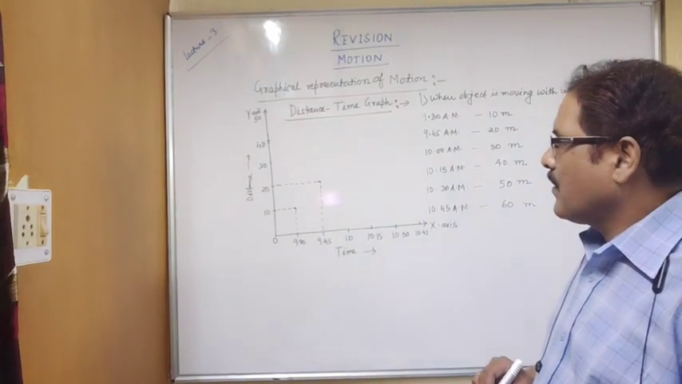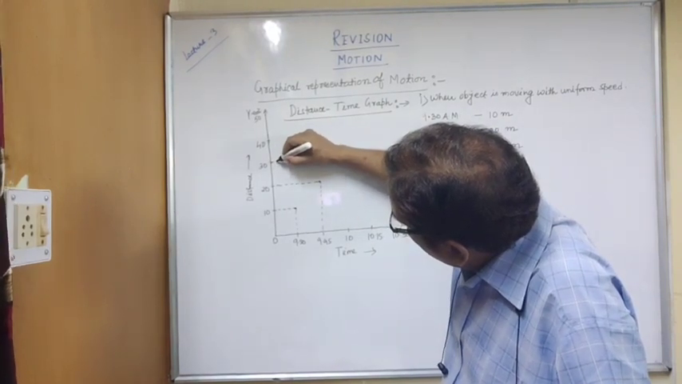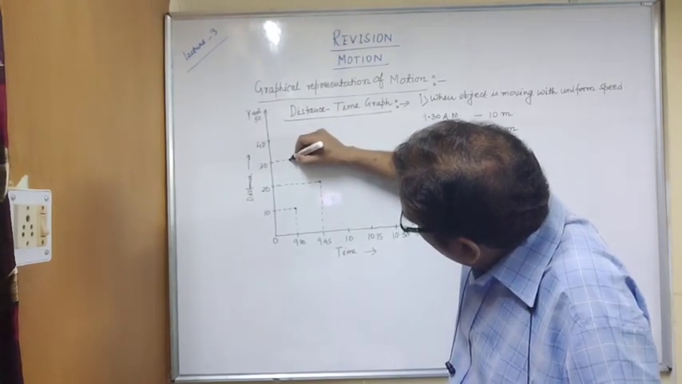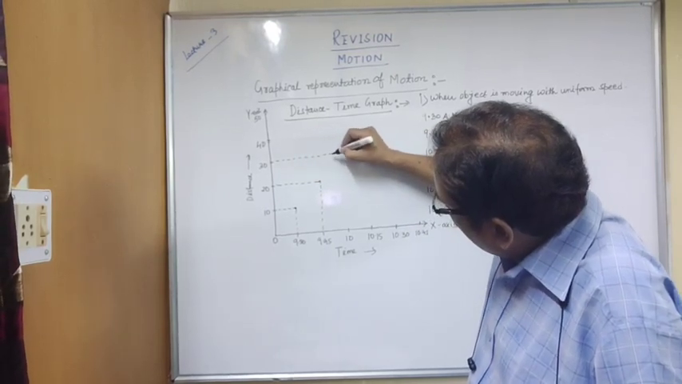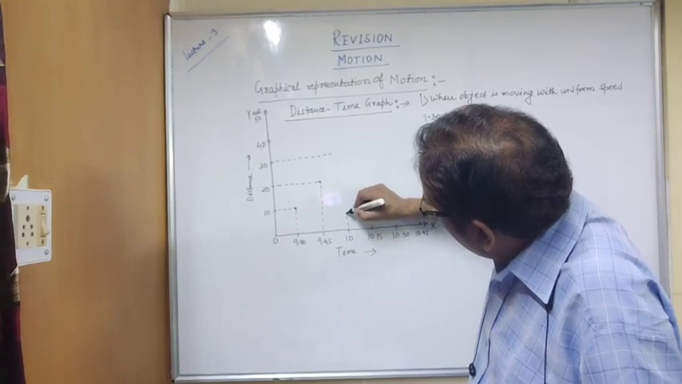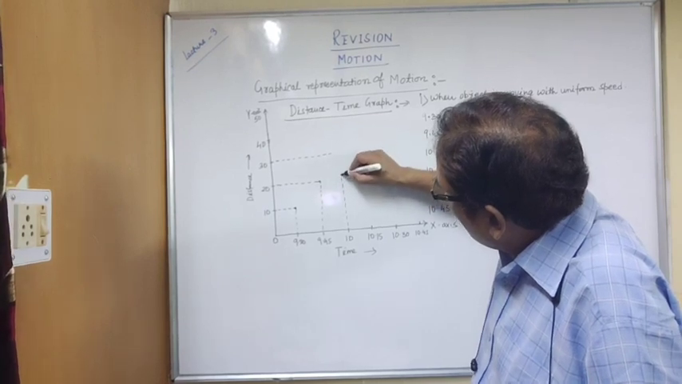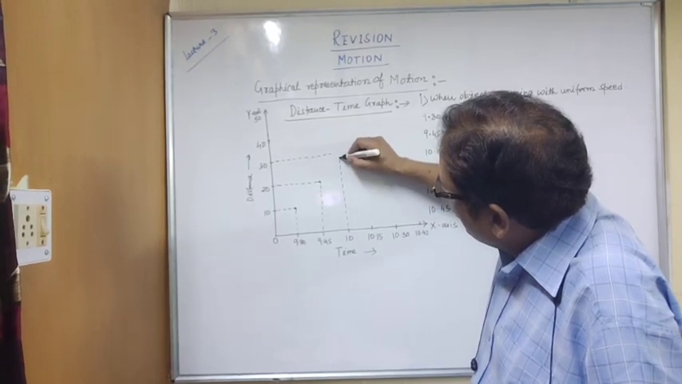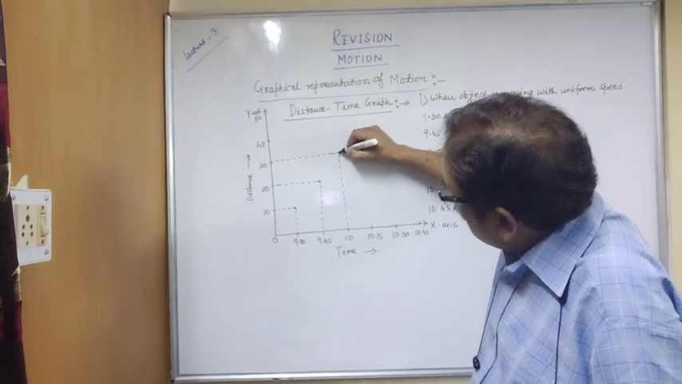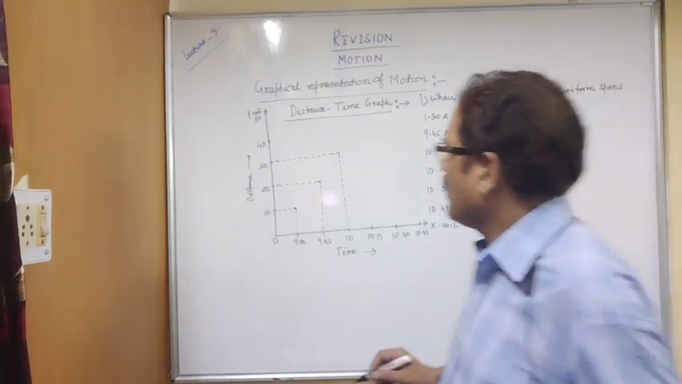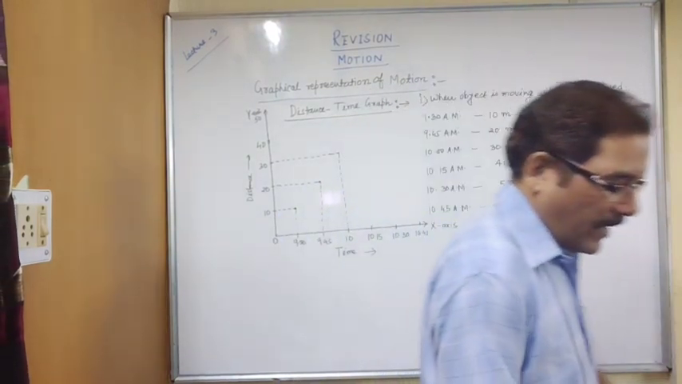So this is the point for 9:45. Again at 10:30. So in this way you have to draw a graph. And if you join all the points, you will find, in this way you find out all the points, and if you join these points, you will get a straight line.